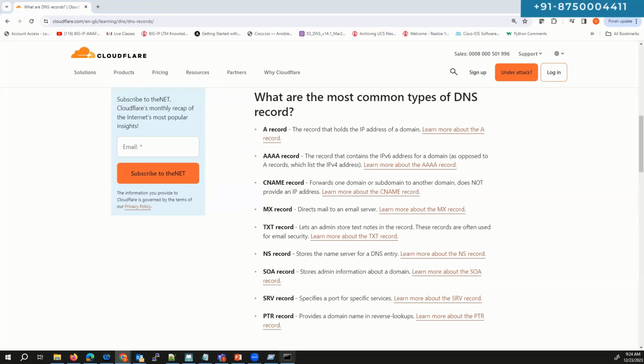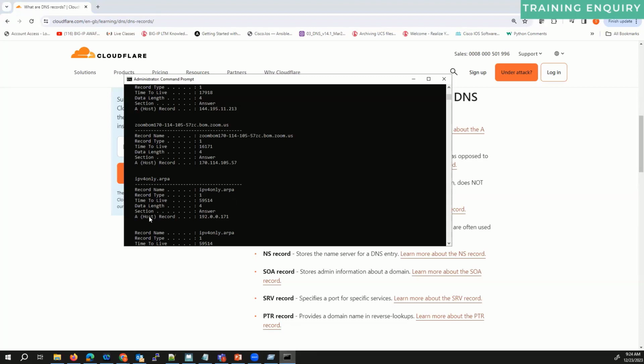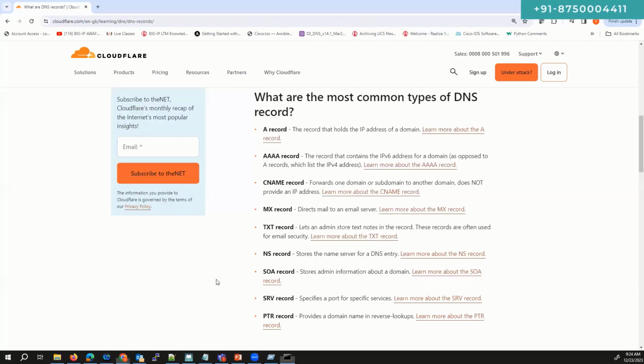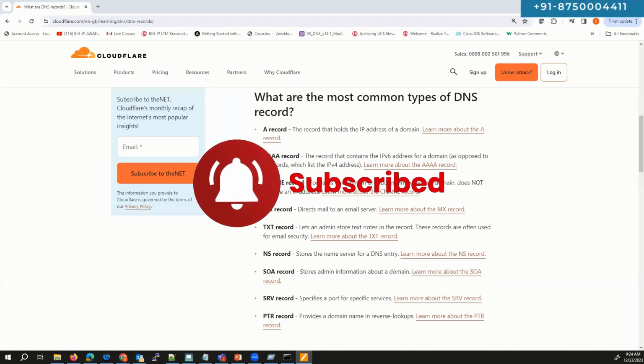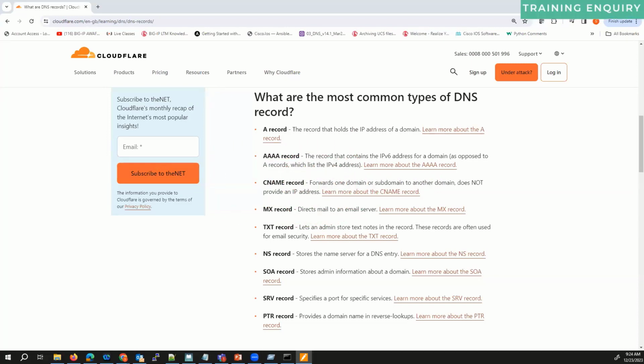Someone asked me what is the meaning of this host A record, so let me explain that. If you look here, the A record is basically a record which will hold the IP address of the domain, or I would say the IP address against an FQDN, a fully qualified domain name.